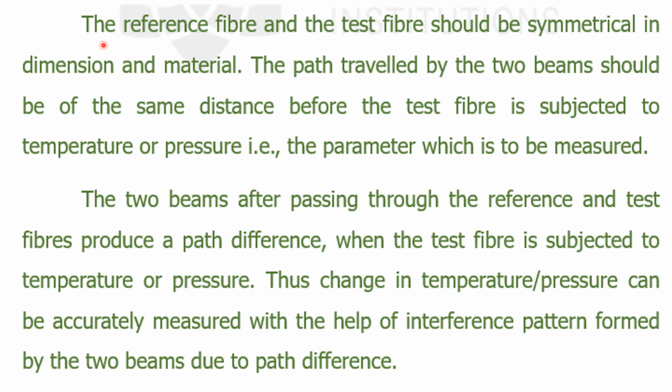Before that, we will just go through what is given. The reference fiber and the test fiber should be symmetrical in dimension and material. The path traveled by the two beams should be of the same distance before the test fiber is subjected to temperature or pressure, the parameter which is to be measured. The two beams after passing through the reference and test fibers produce a path difference when the test fiber is subjected to temperature and pressure. Thus, change in temperature or pressure can be accurately measured with the help of the interference pattern formed by the two beams due to path difference.